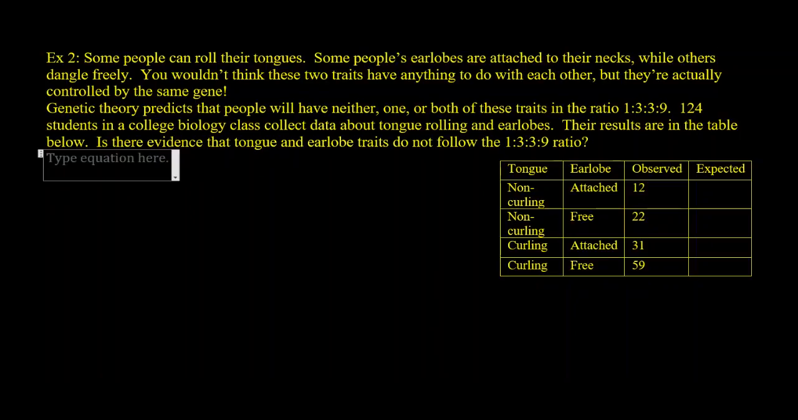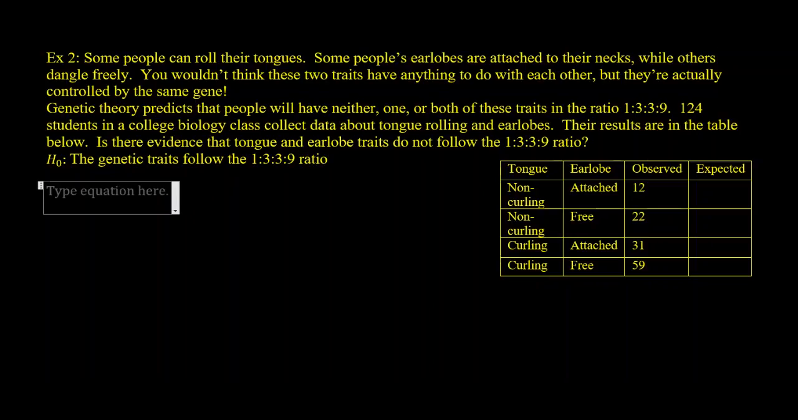We'll start by stating the null hypothesis. The genetic traits follow the 1:3:9 ratio. Our alternative is that the genetic traits do not follow the 1:3:9 ratio.